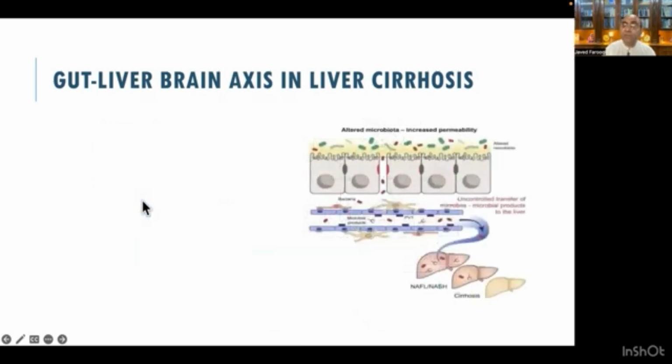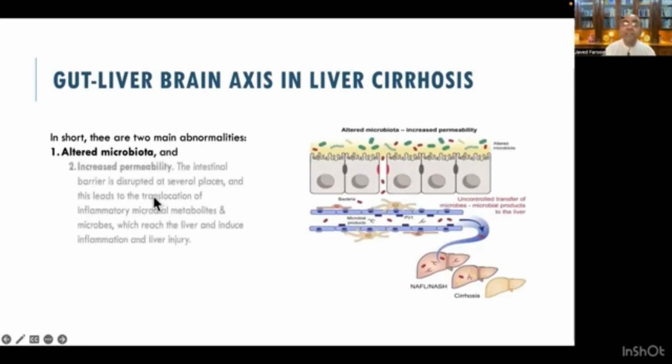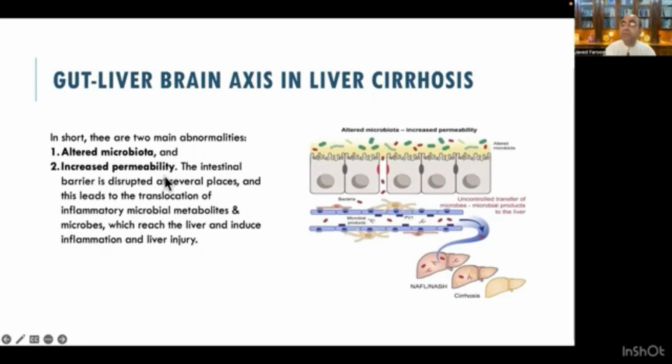So if I summarize, there are two main abnormalities. One is altered microbiota, that the microbiota gets altered, and second is increased permeability of the intestine. The intestinal barrier is disrupted at several places, like shown over here, and this leads to the translocation of inflammatory microbial metabolites and microbes, which reach the liver and induce inflammation and liver injury.